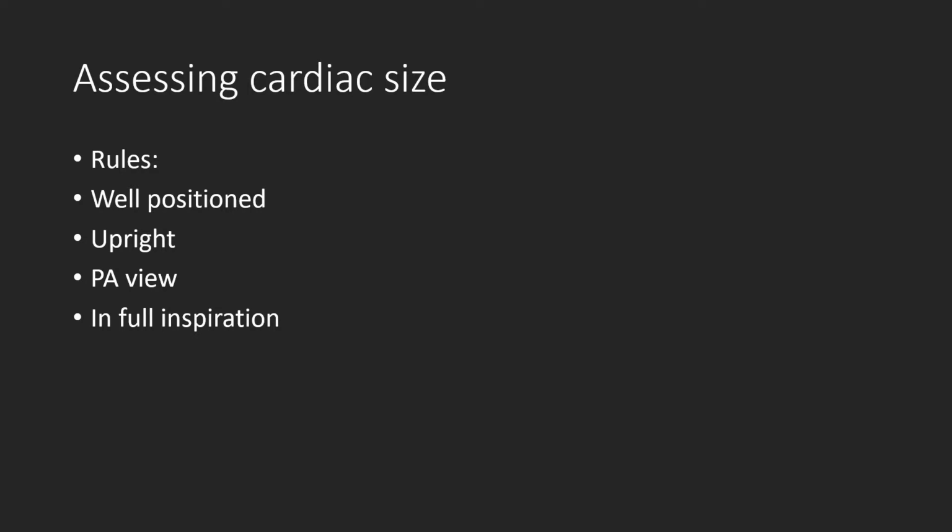So this measurement comes with some rules. First, the patient has to be well positioned and not rotated. Second, they have to be upright. Third, it should be obtained as a PA view of the chest, that is posterior to anterior. And lastly, the chest X-ray needs to be acquired during full inspiration. Any of these rules, if not met, could result in pseudo-cardiac silhouette enlargement.